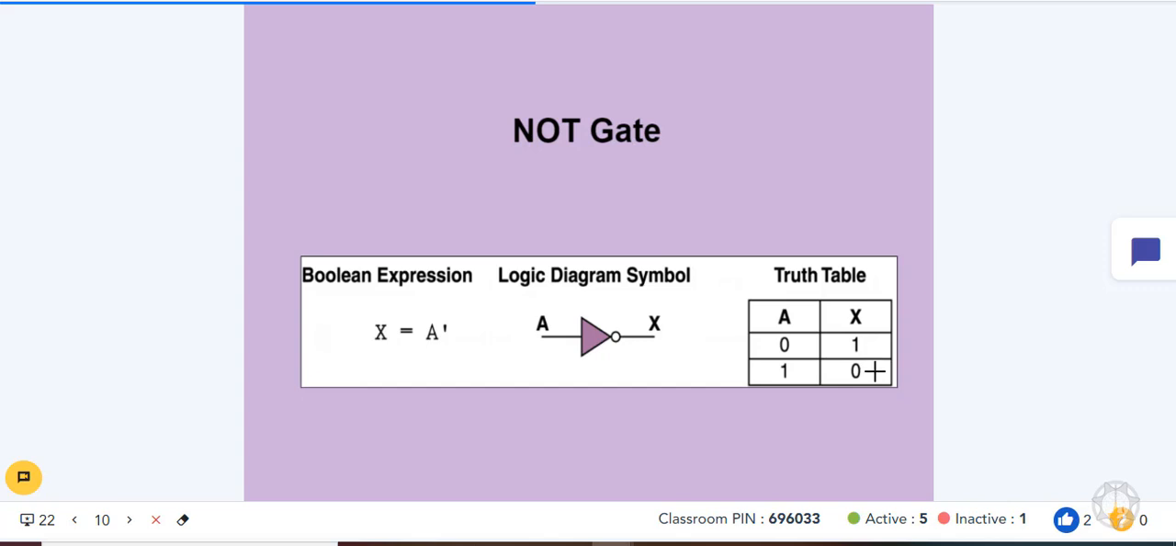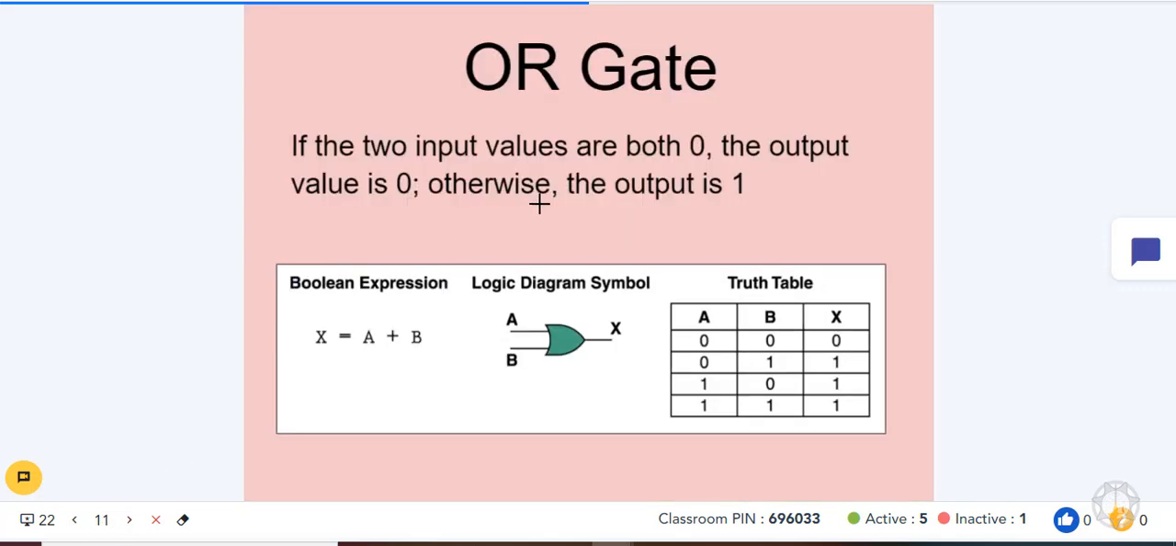Now we will move to the OR gate. What is the difference between the NOT gate and the OR gate? Input signals are 2 in the OR gate, whereas in the NOT gate the input signal is only 1. But the output for both the NOT gate and the OR gate is only 1 signal. That means if the two input values are both 0, the output will be 0. Otherwise, A or B, if any one of them is 1, then the output will be 1.